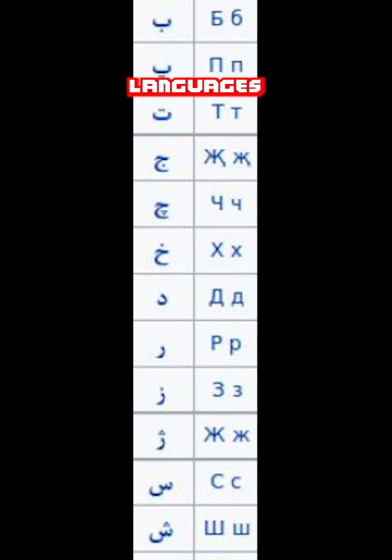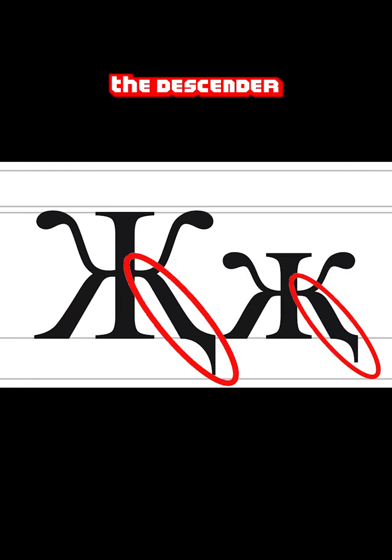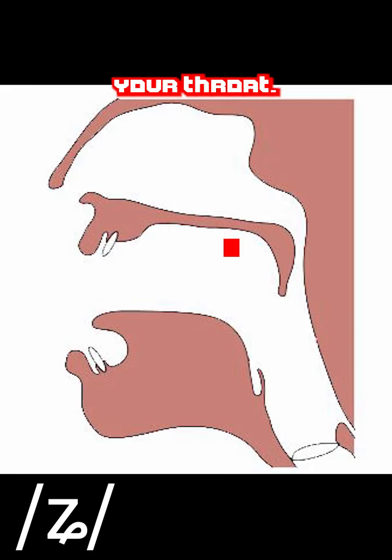It's fun to write languages in different alphabets. To remember this letter, keep the Cyrillic word zhuk, or the leisurely starfish, in your mind. Then you'll just have to remember that the descender instructs you to try and make that sound from further down in your throat. Zhu.